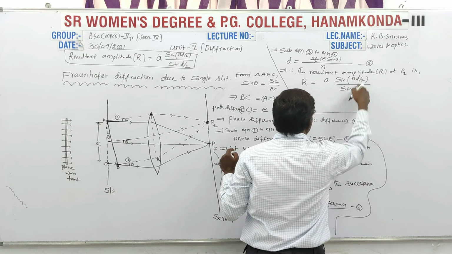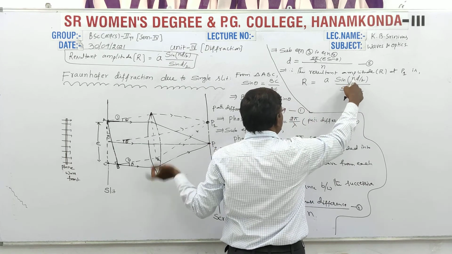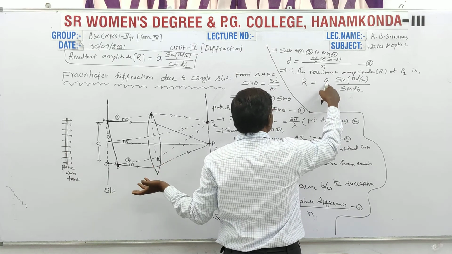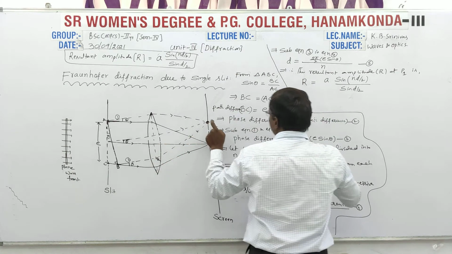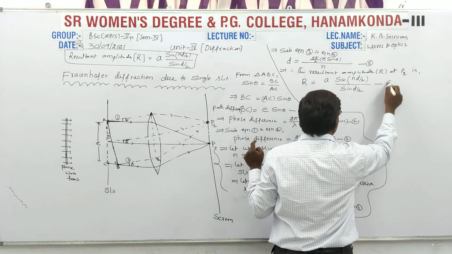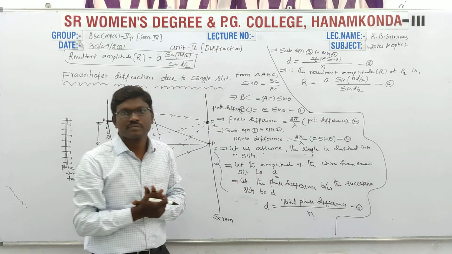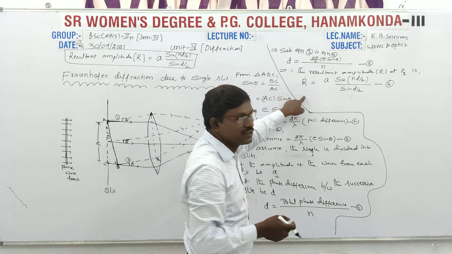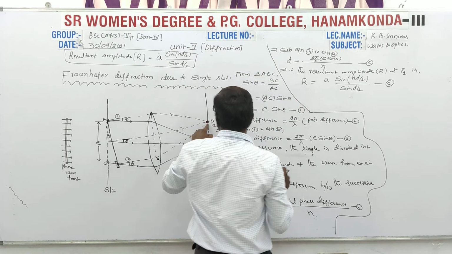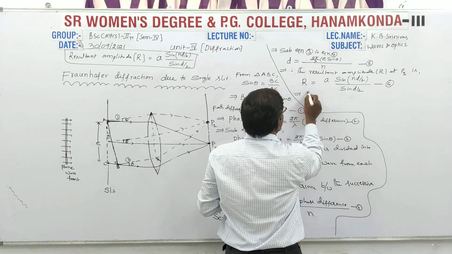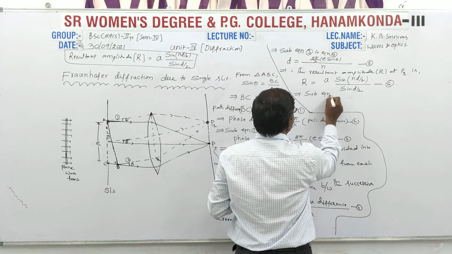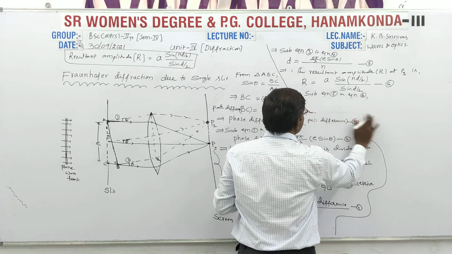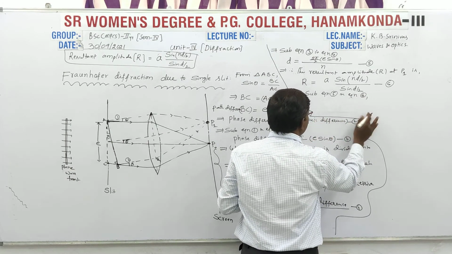Here d is the phase difference, n is the number of waves or number of slits, A is the amplitude from each slit, and R is the resultant amplitude at P1. Let this be equation number 6. Substitute equation 5 in equation 6, and you can calculate the resultant amplitude at P1. So simply here I am substituting equation 5 in equation 6. So the resultant amplitude will be how much?